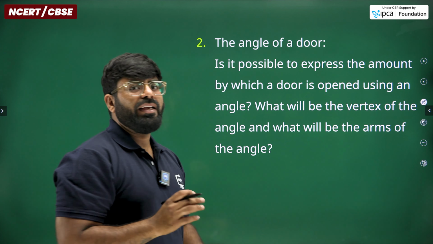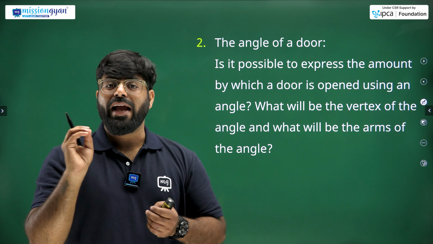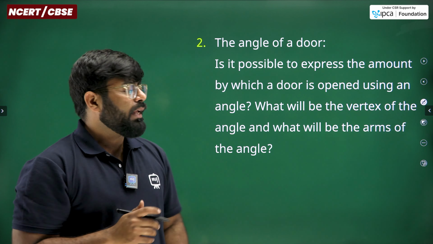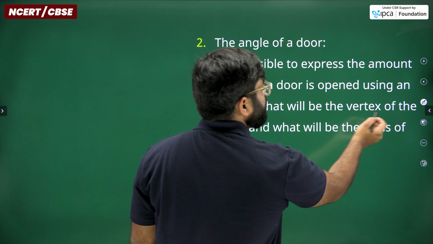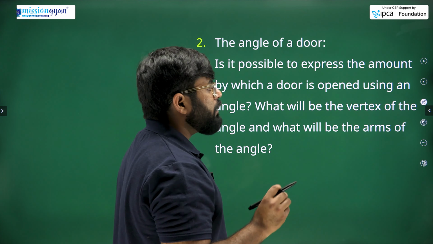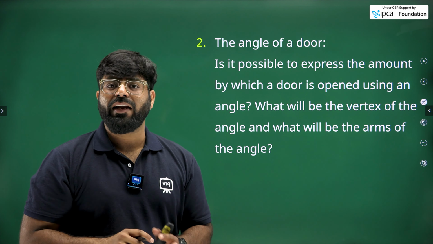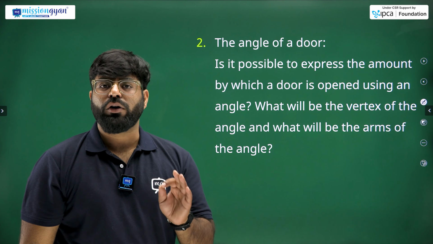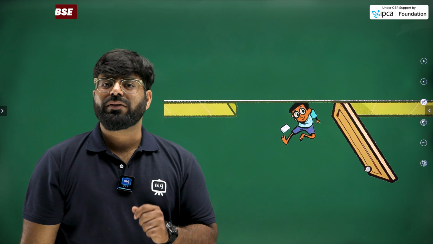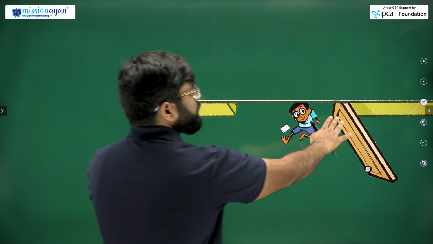So the question is saying, is it possible for you to measure the angle of an open door? Second thing, what will be the vertex of the angle and what will be the arms of the angle? After measuring the angle, you have to tell what is the vertex of that angle and what are the names of the arms of that angle. So let's take a picture on the screen. This picture is showing that the door is opened.